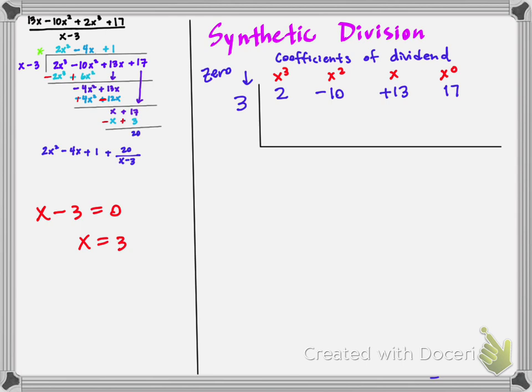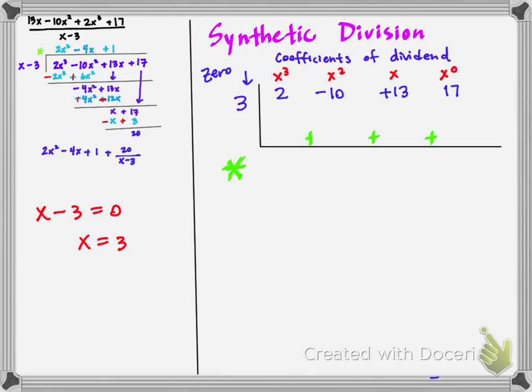Okay, now, we like synthetic division because you don't have to deal with minusing. Instead, you deal with adding. So on the outside, we're still going to multiply, just like we did with regular division. But on the insides, we're going to add. These are going to be add signs.